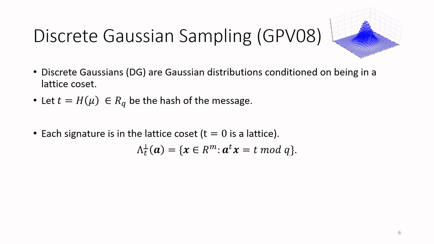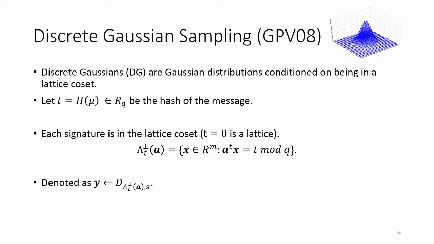Now for simplicity, you can think of just T equals 0 here, and then you'll see that this lambda of A is a full rank lattice in Euclidean space. And for us, we're going to be working over the cosets of this lattice.